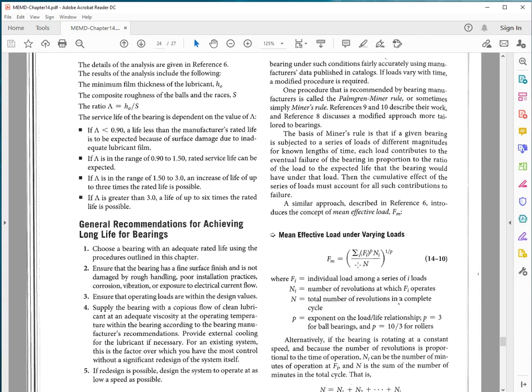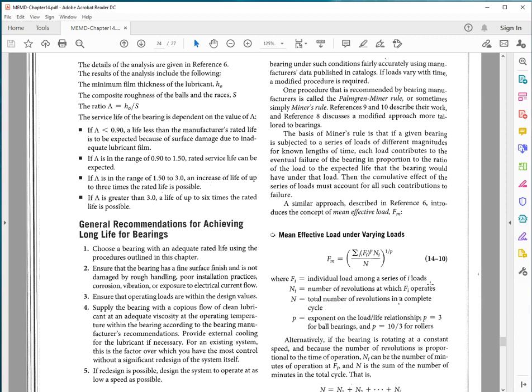The equation to calculate the mean effective load, observed by these two engineers, is the one that's listed here. So they introduced new notation. P is actually K, the exponent of the load-life relationship. P is either 3 or 10 over 3, that's 3.33. We introduced it earlier as K. And then what is this equation? What do you see here? So Fi is the individual load among the series of I loads.